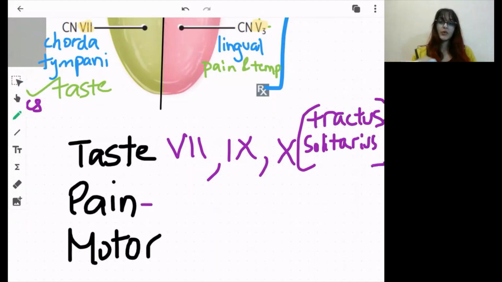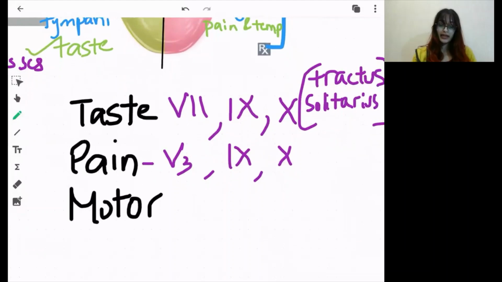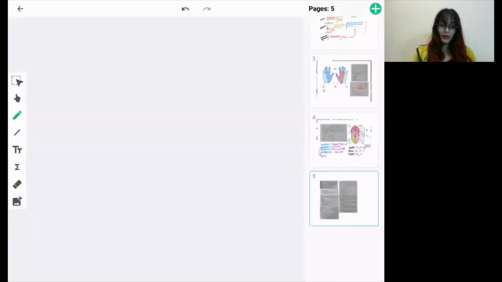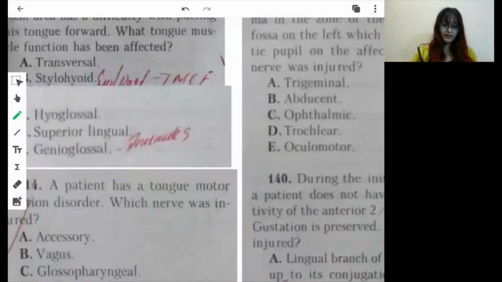So the pain. In the anterior two-third, it is by the lingual branch of the trigeminal nerve. Again, in the posterior one-third by the glossopharyngeal nerve. And in the extreme posterior, it is by the vagus nerve. And the motor, it is mainly by the hypoglossal nerve, cranial nerve number 12. But also one muscle is supplied by the vagus nerve. Which muscle? The palatoglossus. So let's discuss other questions that are related to this topic.